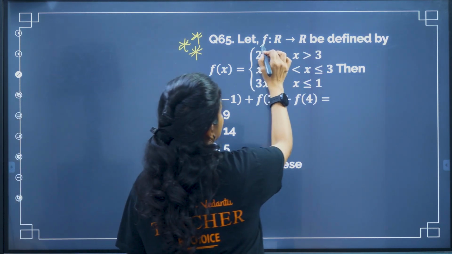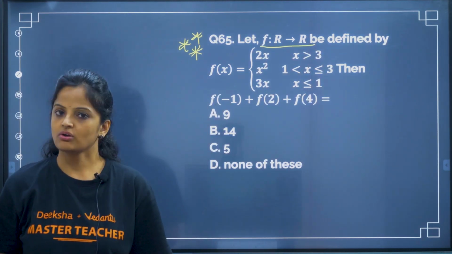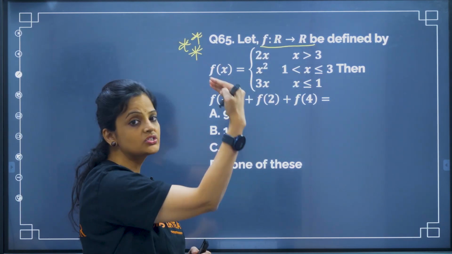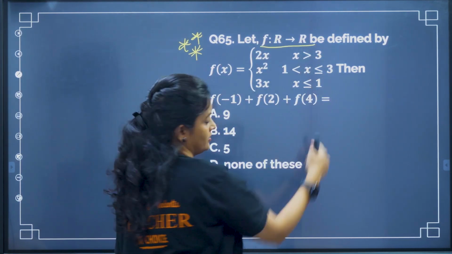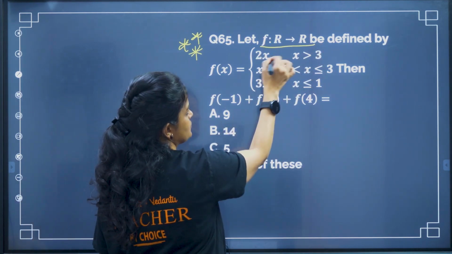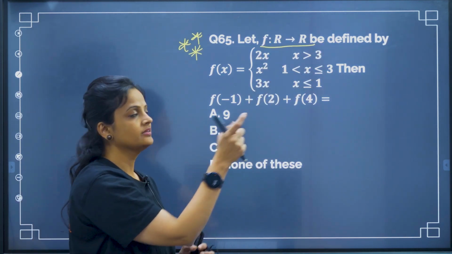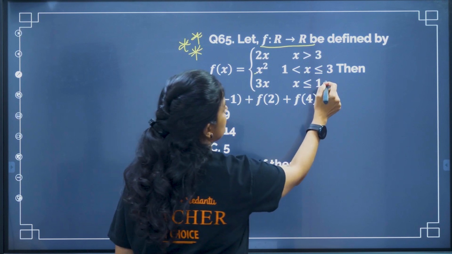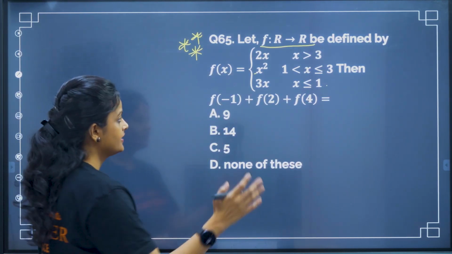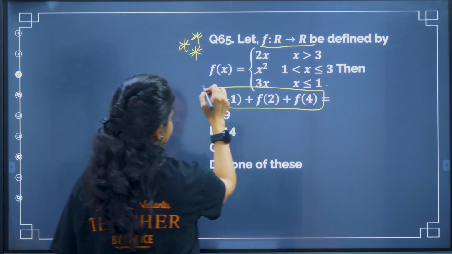Okay. So f is from R to R. Again, we are talking about function here, and 3 different functions are given according to these values. If you have more than 3, take first function. If you have between 1 and 3, take second function. If you have less than 1, then take third function. And the question is here.